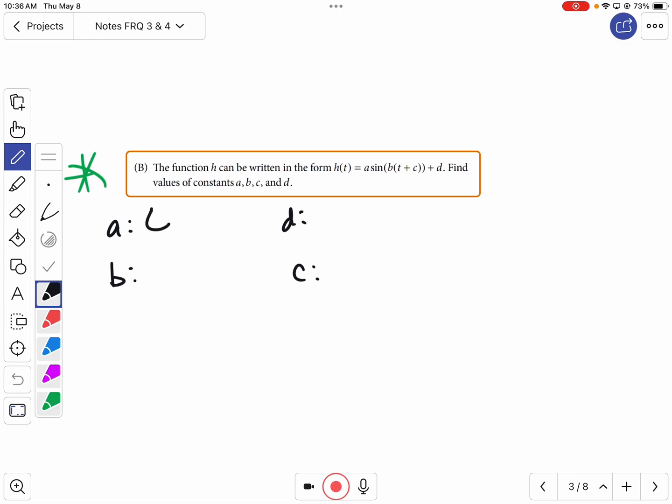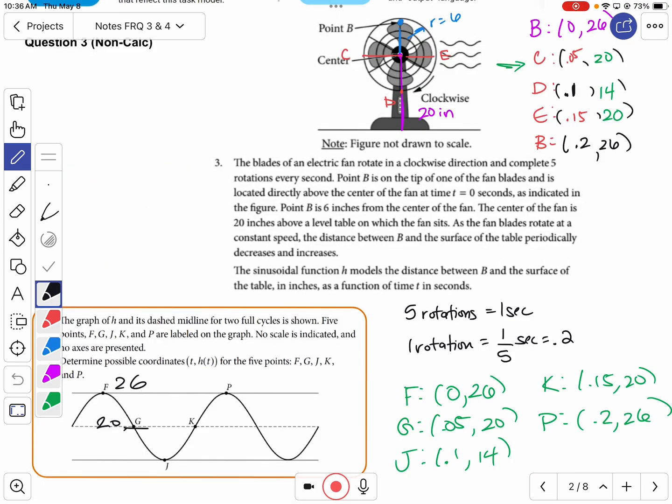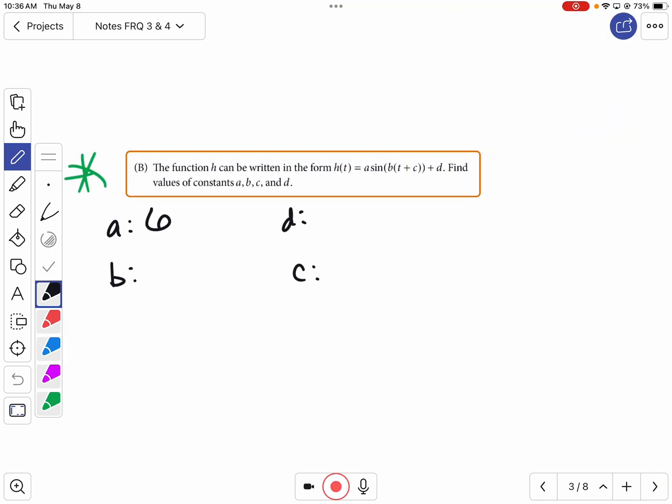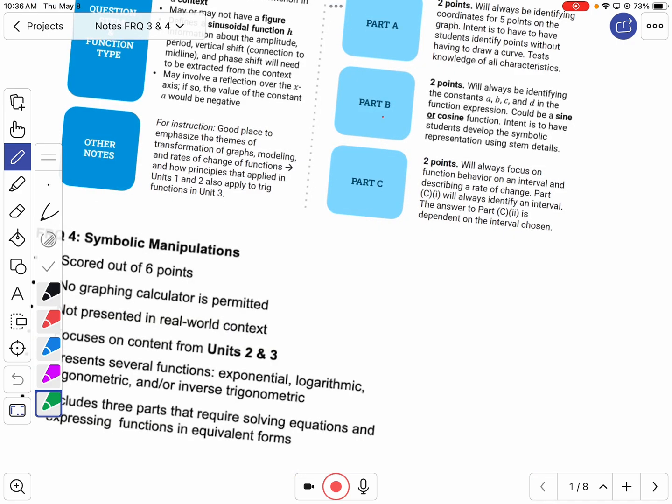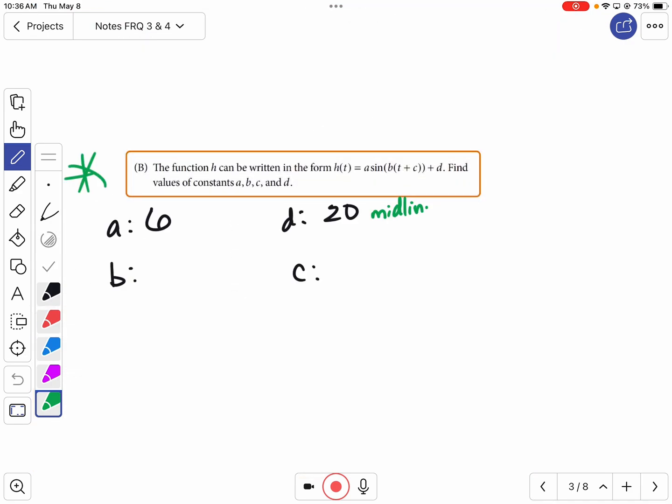So A is going to be 6. D is my midline. Well, that is that Y value right there. What is my midline? 20. Okay, so those go together and they get me a point. So amplitude, midline. This is why getting the points right is so important.